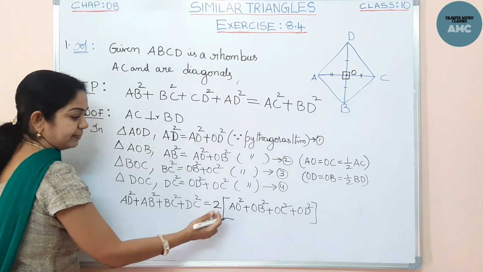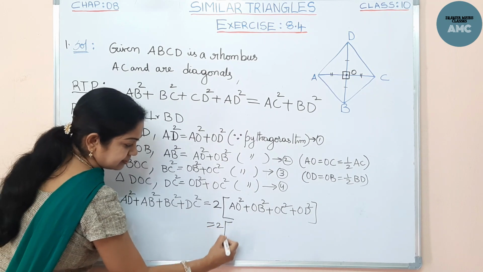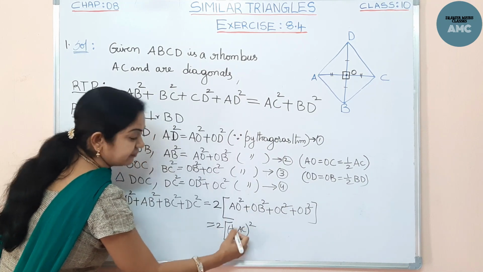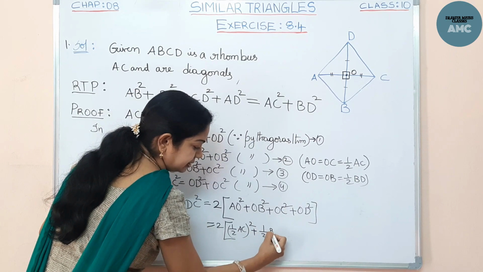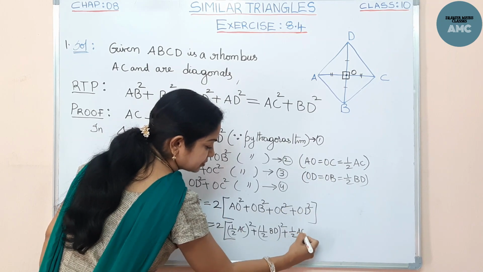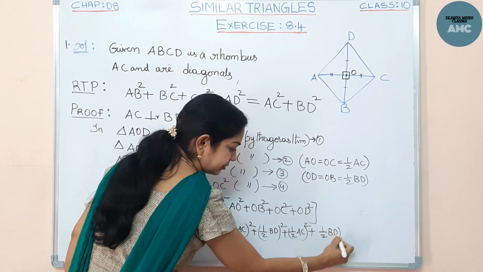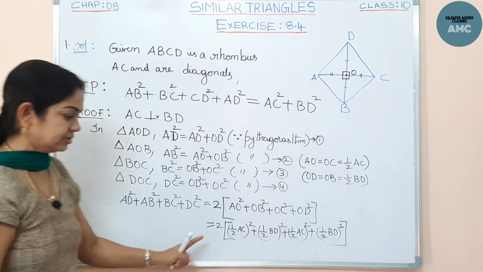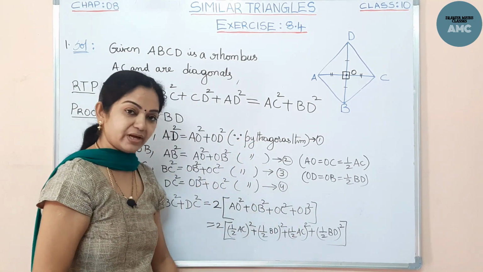Right, now that I'll apply here. AO means half of AC. Now this comes to half AC whole square. OB again here is half BD, whole square. Now OC again is half AC whole square. Again, OD here is half BD whole square. I have substituted half of the diagonals instead of OA, OB, OC and OD. Then the square is there, so I have done the square also.